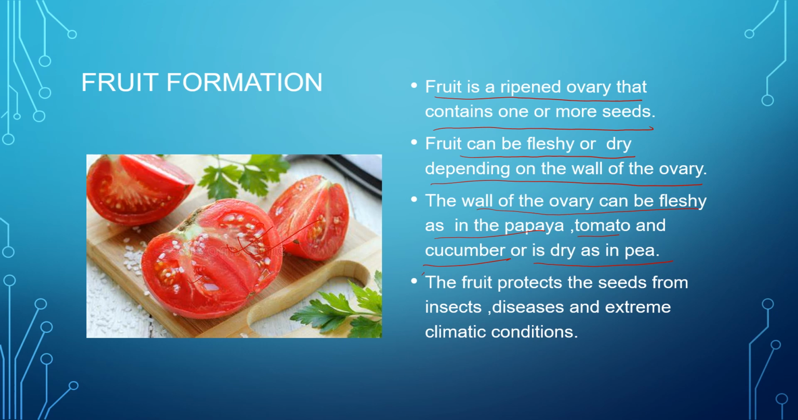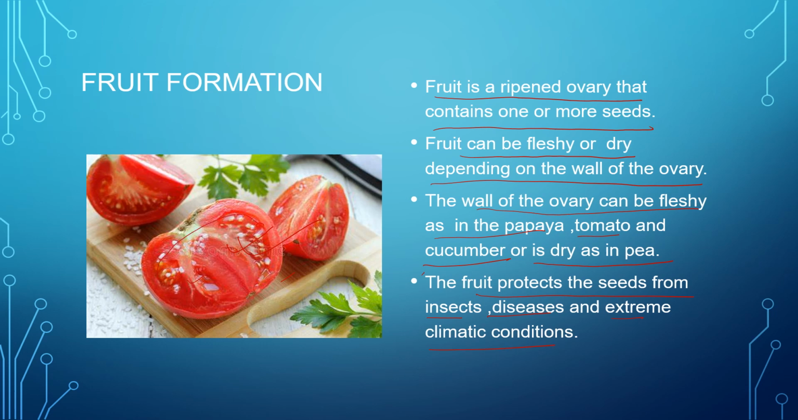So a fruit contains seeds and is a ripened ovary, like papaya, tomato and cucumber, and pea is a fruit which is dry. The fruit protects the seeds from insects, diseases and extreme climatic conditions.